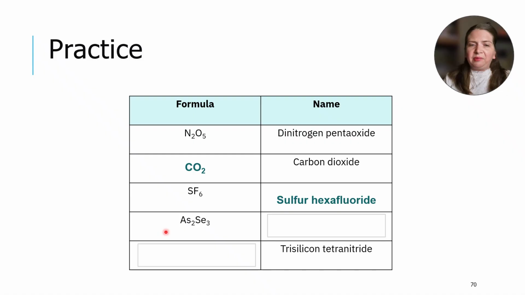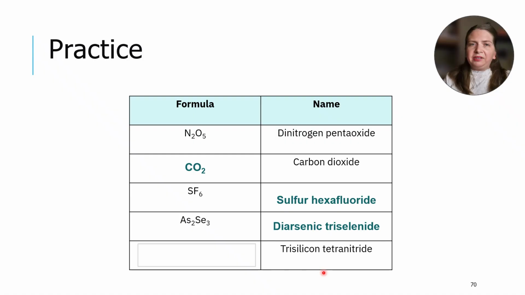Next, we have the compound As2Se3. This compound contains 2 arsenic atoms and 3 selenium atoms. The name of this compound is diarsenic triselenide.